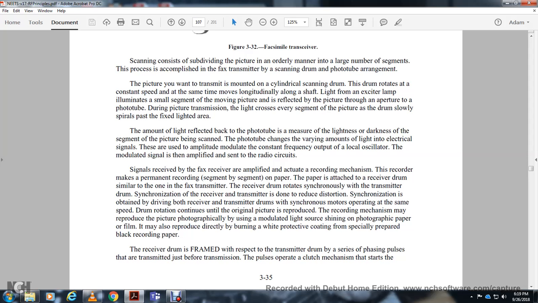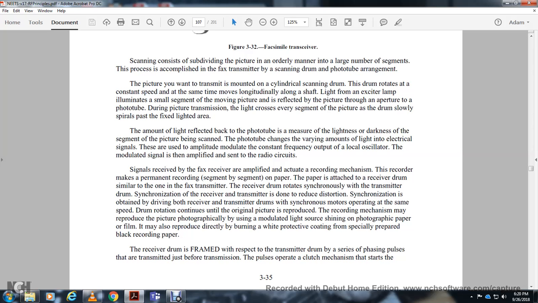The receiver drum rotates in synchronization with the transmitter drum. Synchronization of the receiver and transmitter is needed to reduce distortion. Synchronization is obtained by driving both the receiver and transmitter drums with synchronizing motors operating at the same speed. Drum rotation continues as the recording mechanism reproduces the original picture. It reproduces the photograph by modulating a light source shining on photographic paper or film. It may also reproduce it by directly burning away the white protective coating on specially prepared black recording paper.